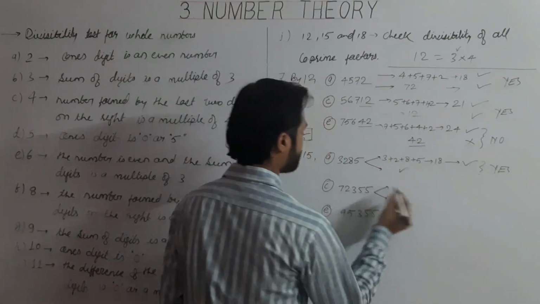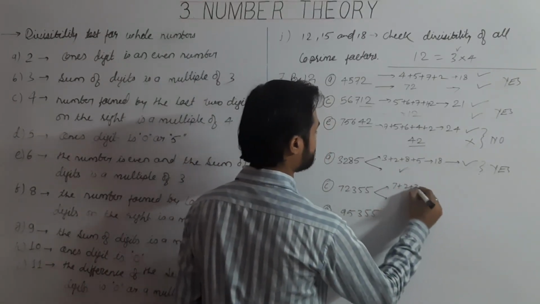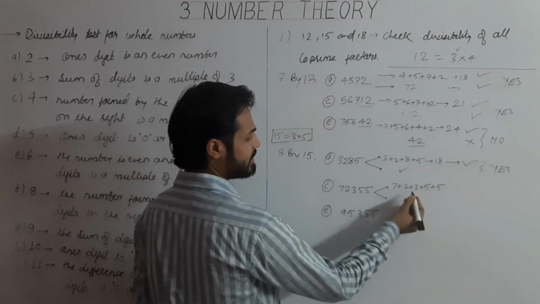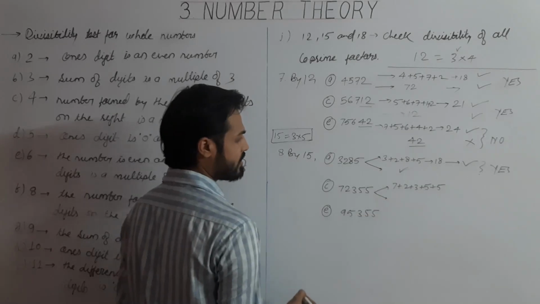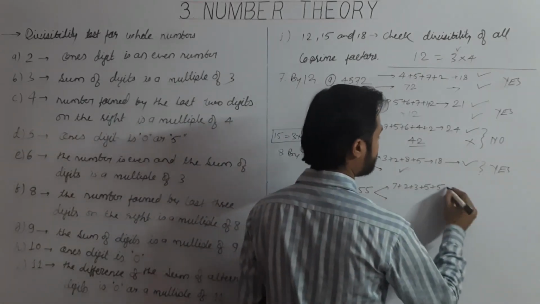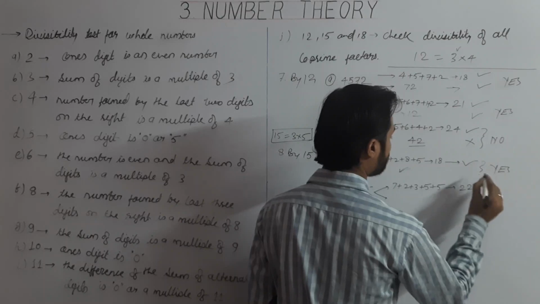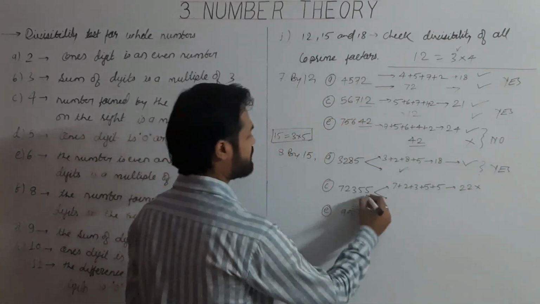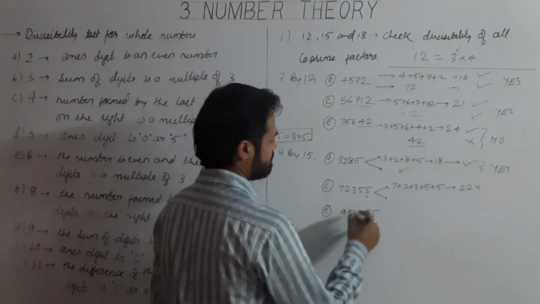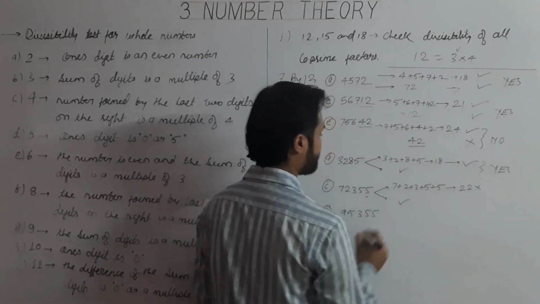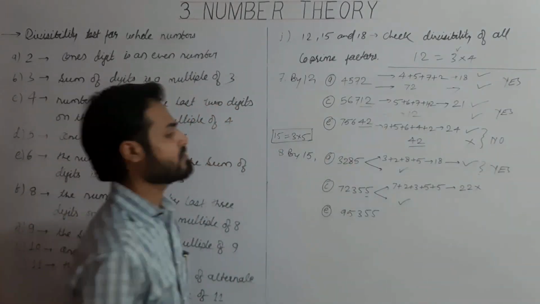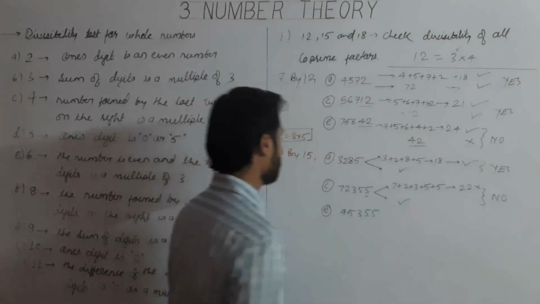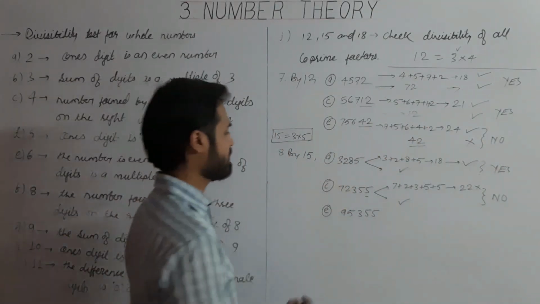Next number, 72355. 7 plus 2 plus 3 plus 5 plus 5. 7 plus 2 is 9. 9 plus 3 is 12. 12 plus 10, 22. 22 is not a multiple of 3. No. But last digit 5. So second condition satisfied, but first condition fails to satisfy. So the number is not divisible by 15.